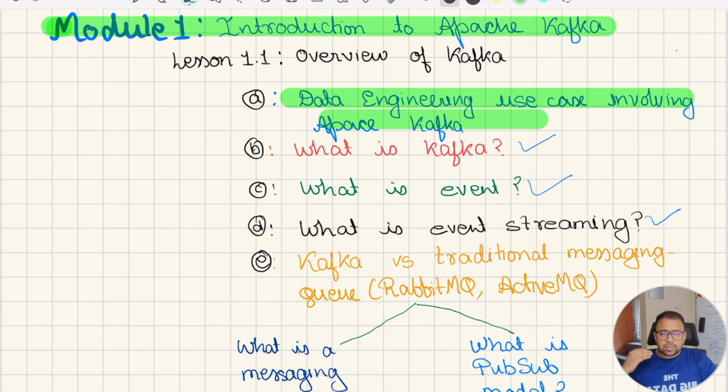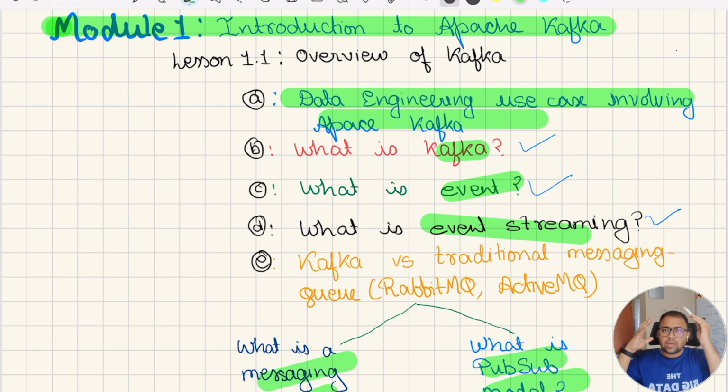I have just demonstrated using pictures and diagrams what Kafka is and where it is used in the data engineering world. With the coming videos, let's start learning what is Kafka, what is event streaming, what is a messaging queue, what is PubSub, and what is the difference between Kafka and a traditional messaging queue.